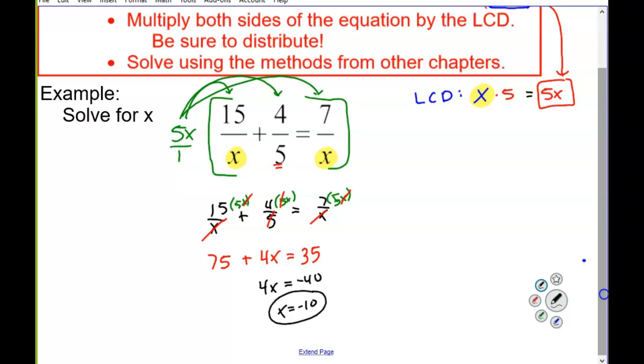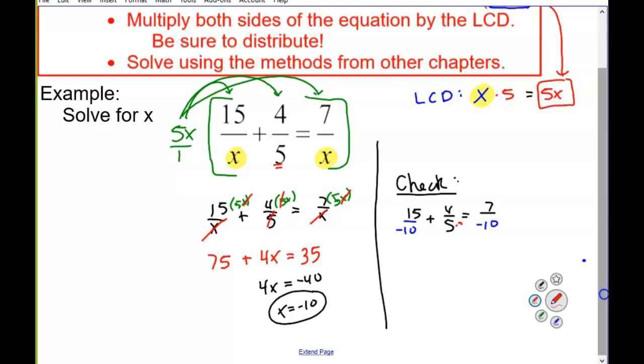And of course, we're not done, right? We're not done until we check our answer. I will show you one thing here that often kids kind of forget about. If I'm going to plug in negative 10, I could grab a calculator and do this, or it's actually kind of nice to review fractions.